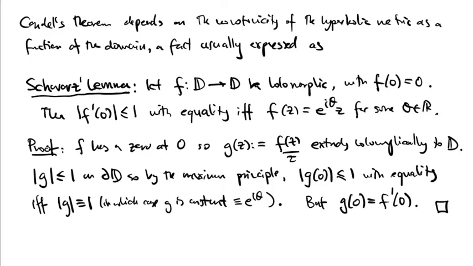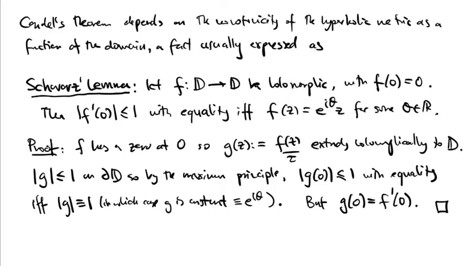Candel's theorem is really a theorem about monotonicity of the hyperbolic metric as a function of the domain. This is usually expressed as the Schwarz Lemma. Schwarz Lemma says the following: let f be a map from the unit disk to itself, which is holomorphic and takes 0 to 0. Then the norm of the derivative at 0 is less than or equal to 1, with equality if and only if the map f is simply rotation through some angle theta.